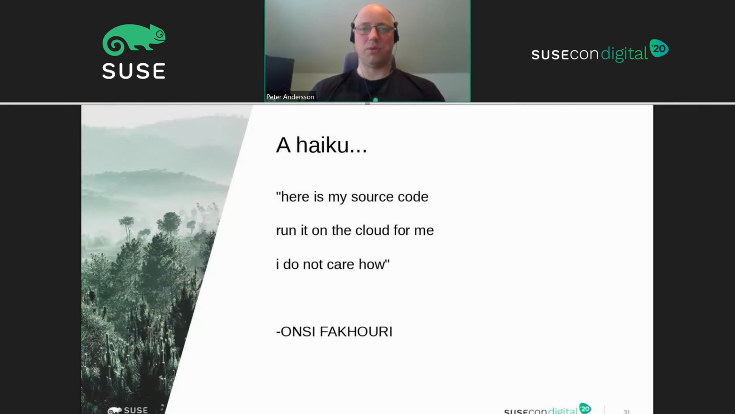So I finish with a short haiku. A haiku is a Japanese poem with 5, 7, and then 5 syllables. Here is my source code. Run it in the cloud for me. I do not care how. So that's what SUSE Cloud Application Platform is all about.